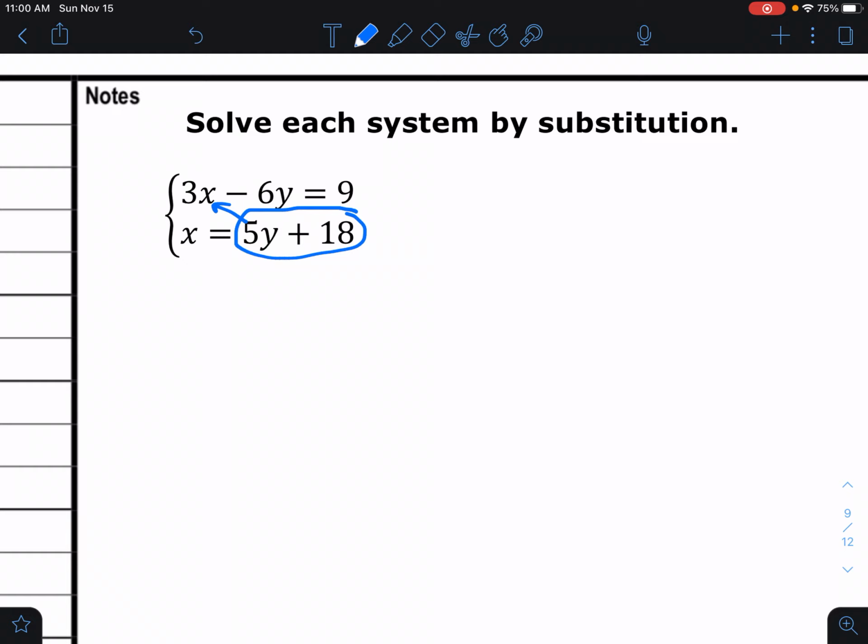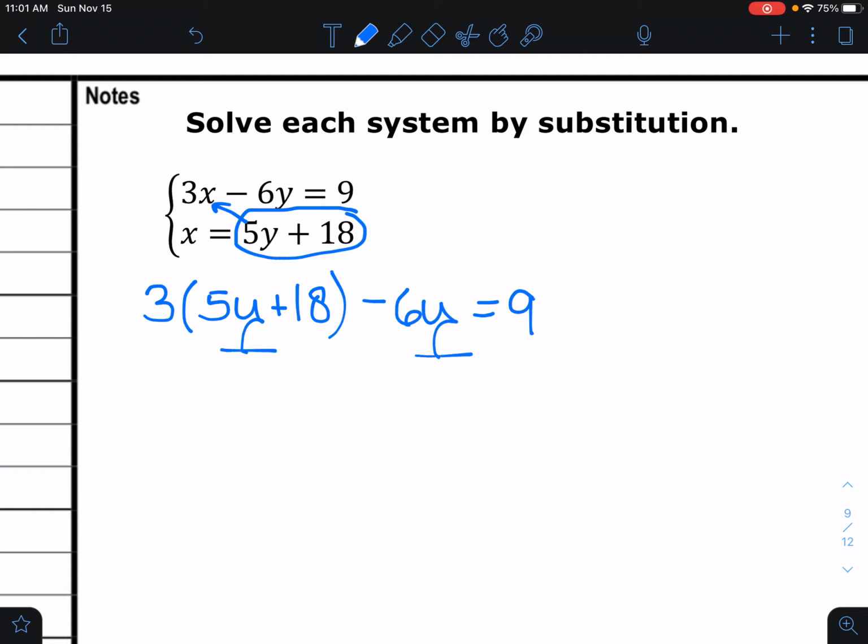So here's my equation. 3, replace this, it'll become 5y plus 18 minus 6y equals 9. Now notice once again, the whole goal of that and the reason why we're doing that is now I only have one variable. It's just y. Okay, so now I'm going to solve.